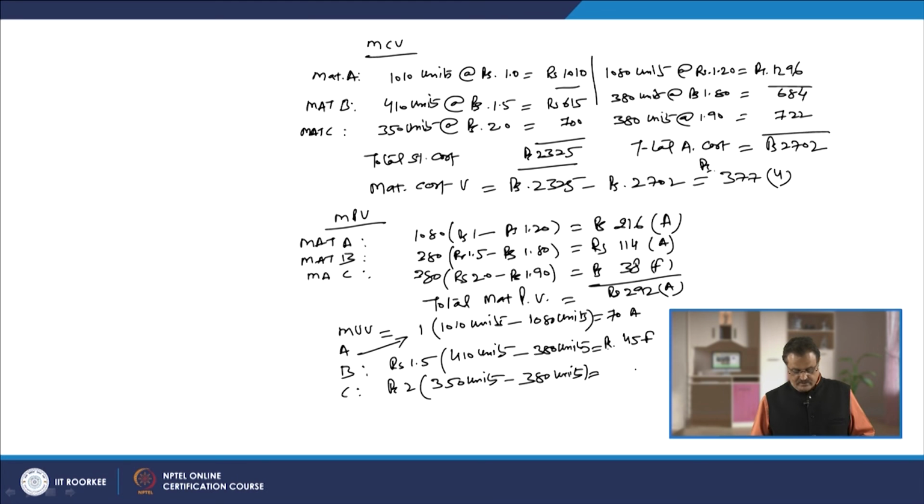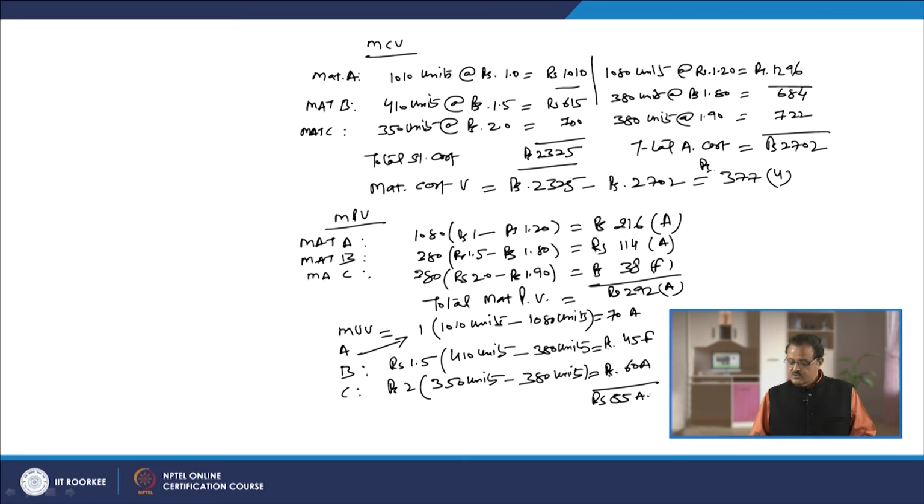So, the total variance is how much? Rupees 60 adverse. Again in this case also you have got the variances like two are adverse, one is favorable. So, what is the final variance? This comes out as 85 adverse, right.